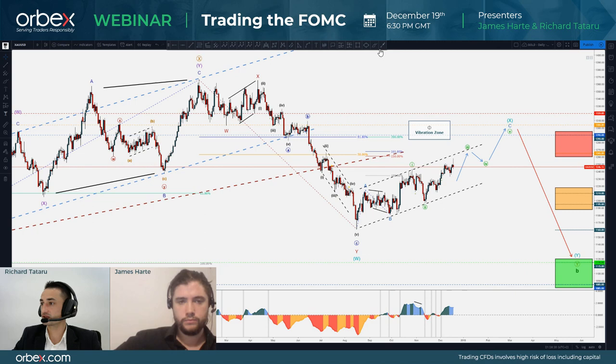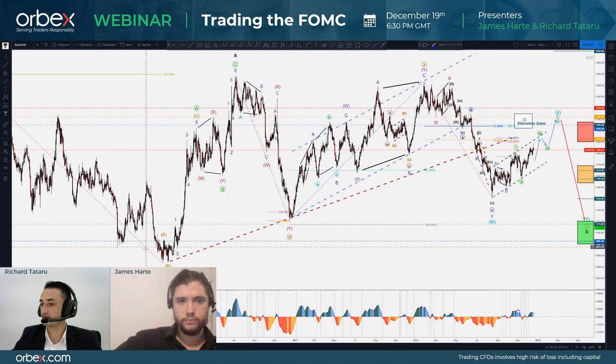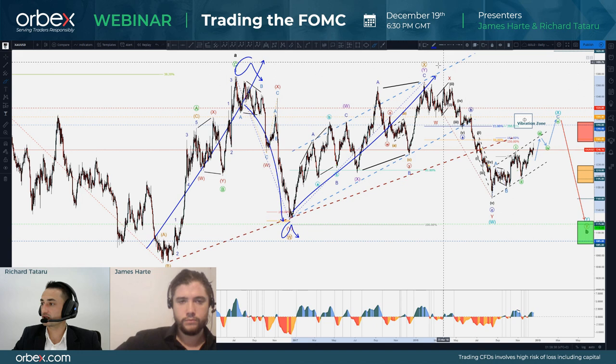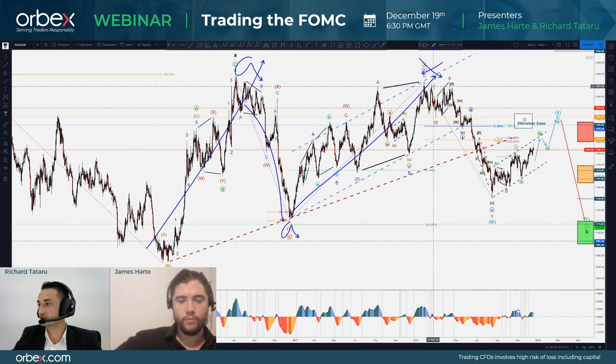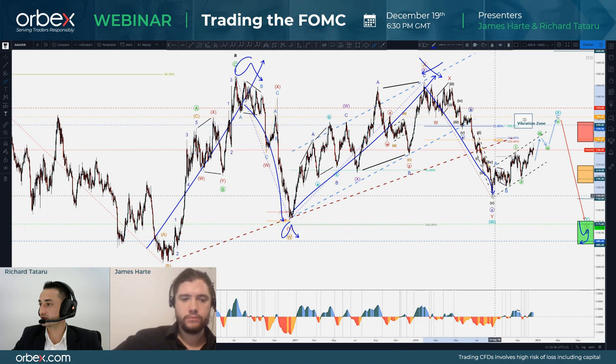This potential flat formation right here: we have this big A and then A or W and then X. I'm labeling it as a W because this thing did not hit the top. So it's not a running flat or expanding flat, it's a simple flat. So W, X and then Y right here, which I'm labeling either as a complex WXY or, let's say, ABC.